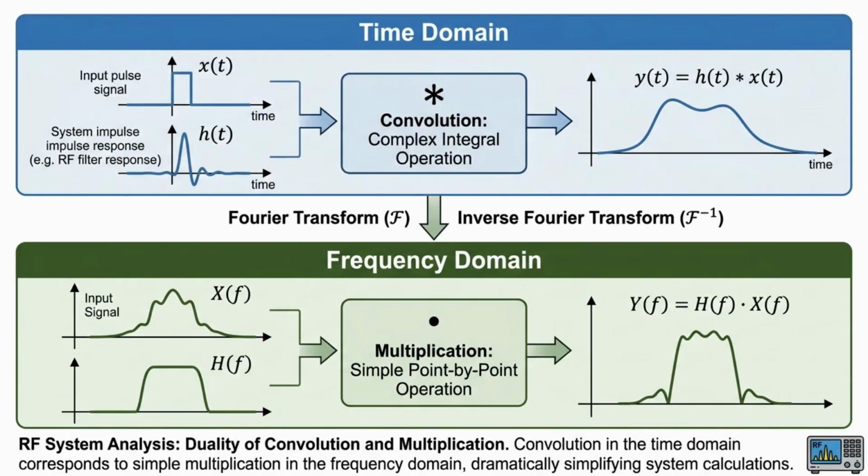One of the most powerful properties of convolution is its relationship with the frequency domain. In time domain, convolution is an integral operation, but in frequency domain, it becomes simple multiplication. This duality dramatically simplifies RF system analysis.